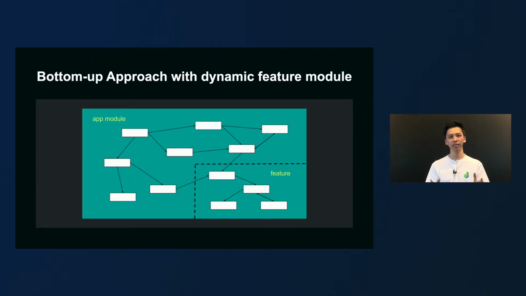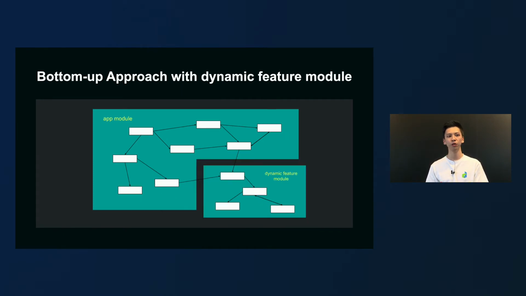So this is the same class diagram, but instead of focusing on the top left corner, we focus on the bottom right corner, which is the feature-related classes. And here we will create a dynamic feature module instead of a library module. And then we move those classes to the dynamic feature module. Because we only focus on one feature each time for the bottom-up approach, the scope of impact is small.